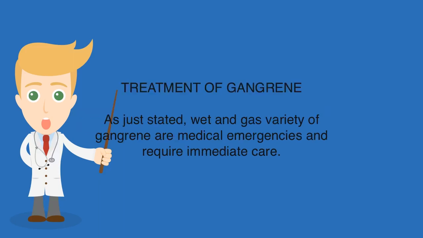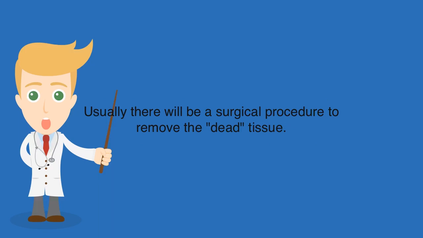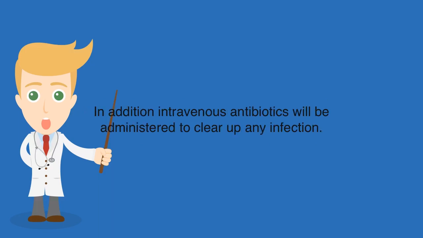Treatment of gangrene. As just stated, wet and gas varieties of gangrene are medical emergencies and require immediate care. The dry version also requires medical attention but is usually not an acute emergency, but can certainly worsen if not properly treated. Usually there will be a surgical procedure to remove the dead tissue. In addition, intravenous antibiotics will be administered to clear up any infection.